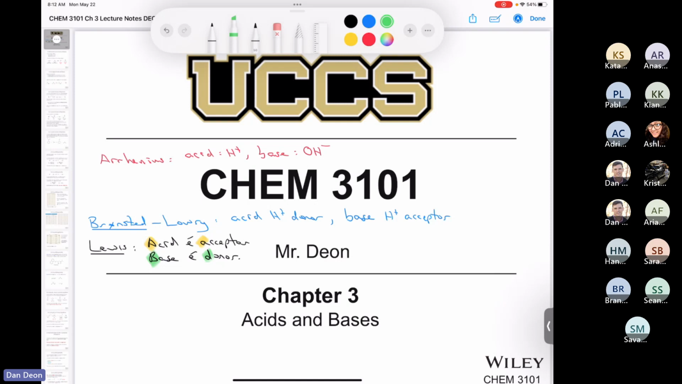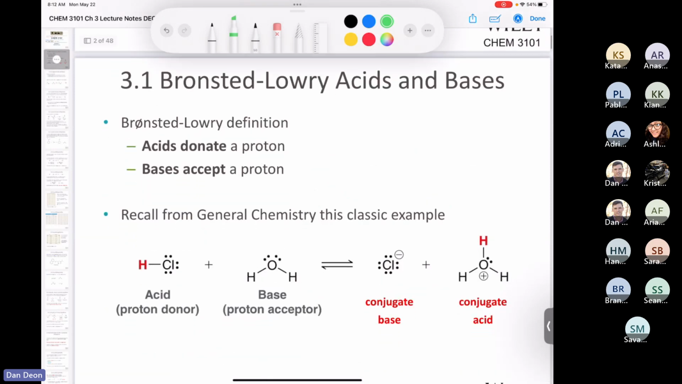Anyhow, let's move into the first slide and talk in a little more detail about Bronsted-Lowry acids and bases. You have to know the definition. You're going to see this about 10 million times, and I say that almost without hyperbole. The acids donate a proton and bases accept a proton. That's our definition in chemistry for the Bronsted-Lowry definition of an acid and a base.